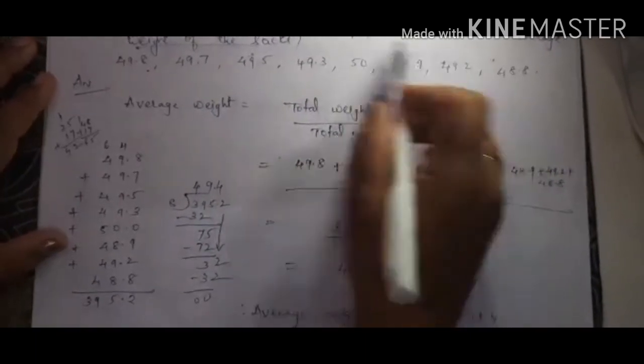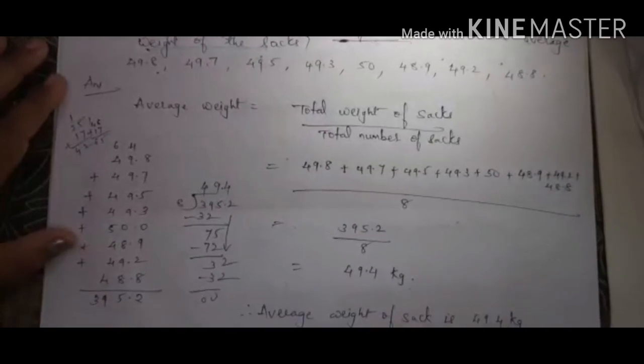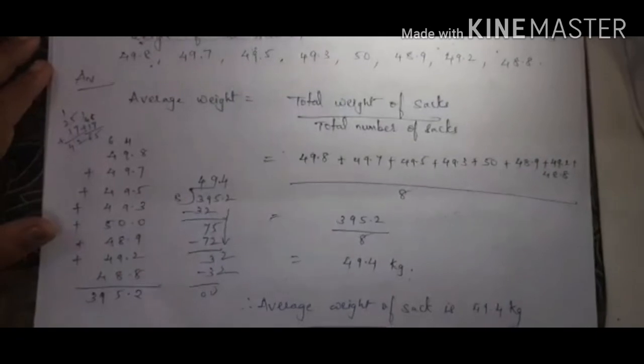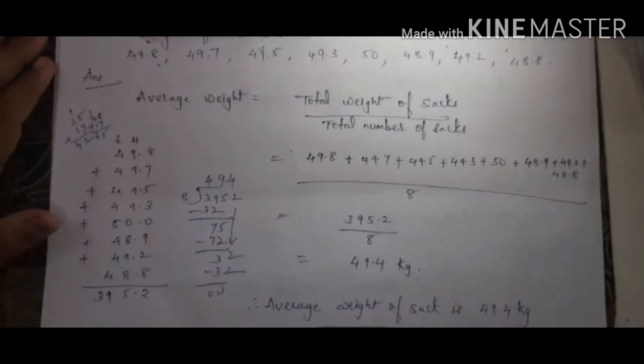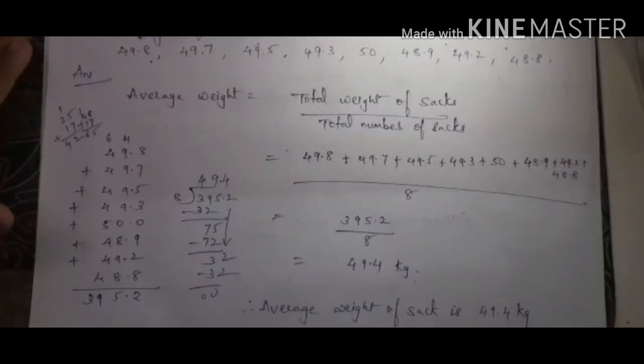Therefore, the average weight of the sack is 49.4. This is in kg, kilograms. So the unit must be kg. So average weight is 49.4 kg. Here we have seen question practice at 54. One more exercise is there, practice at 55. We will see that in the next class.